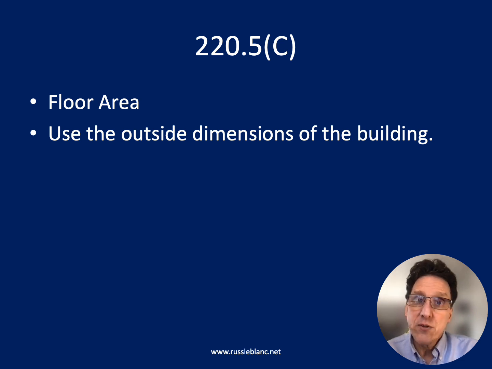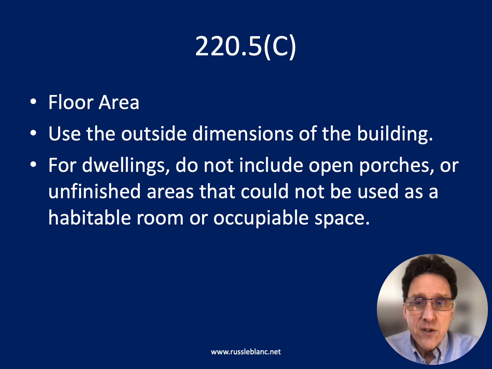And if there's two floors, then you do the outside area of the first floor plus the outside area of the second floor. For dwelling units, we're not going to include open porches or unfinished areas that could not be used as a habitable room or an occupiable space. An example there could be an unfinished attic, where the ceiling height's too low for it to ever be a habitable room or an occupiable space. Even if there's a floor put down, it could never be used as an occupiable space, so we wouldn't need to include that in the floor area.